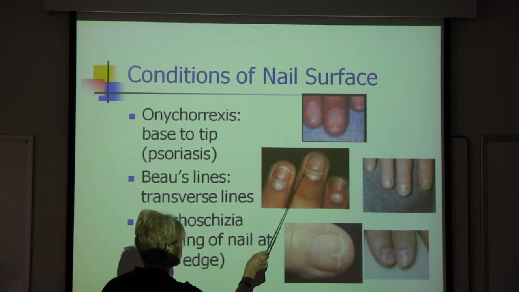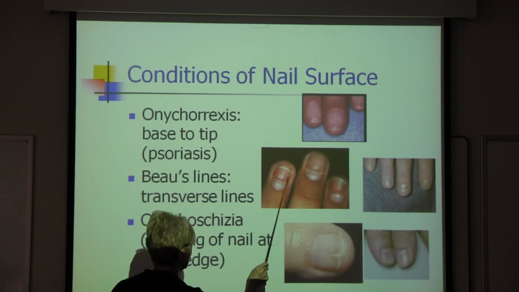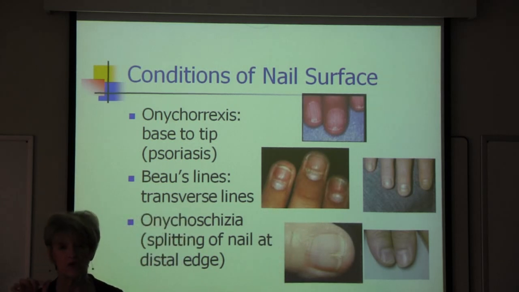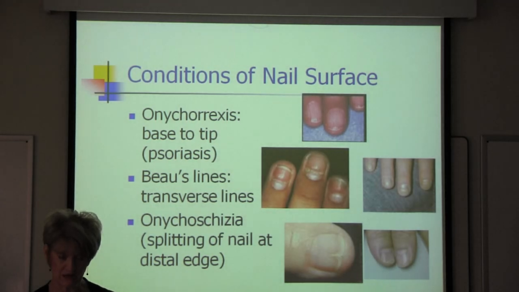Bowes lines are these transverse lines. Sometimes you'll see just one, sometimes you'll see more than one. When you see Bowes lines, you know that there have been periods of time during which nail production was interrupted. Nail production is interrupted during periods of severe illness or injury.